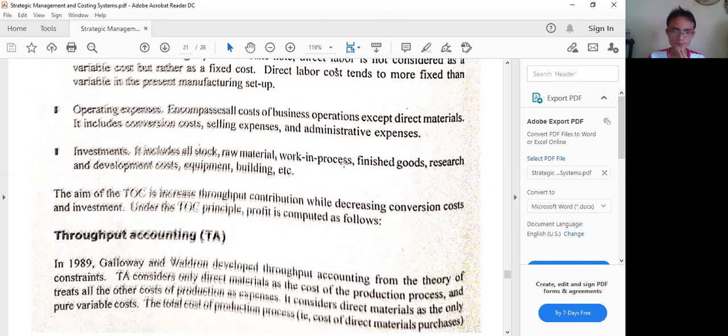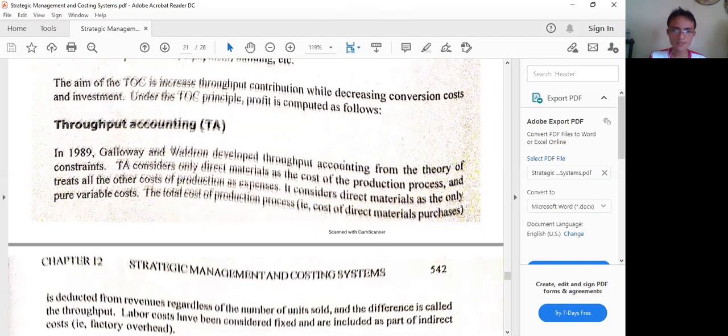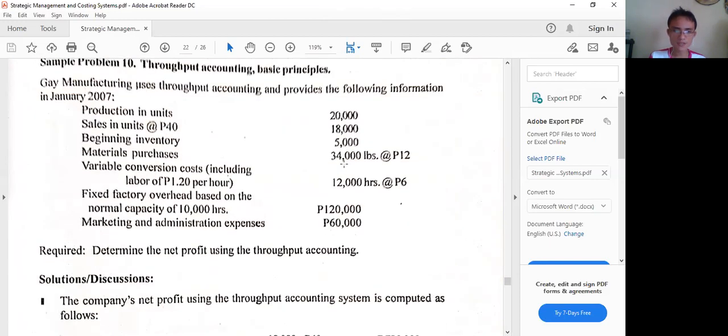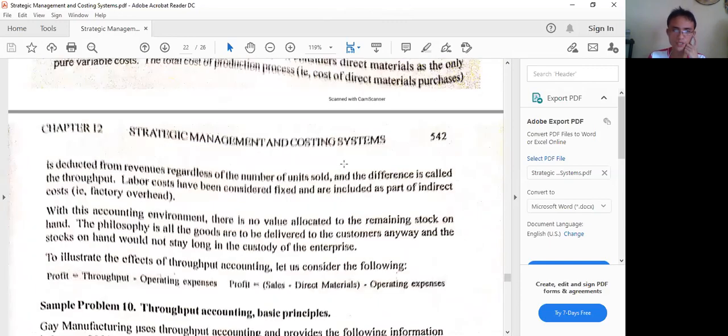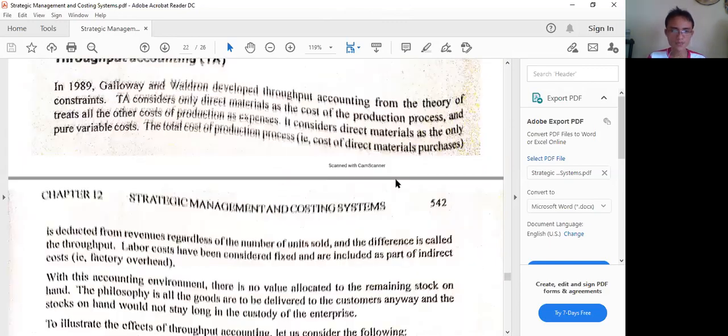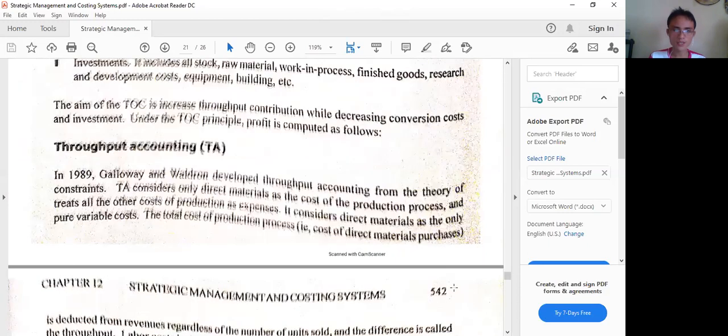Then the TOC principle, profit is computed as follows. So we have here the computation. I think there could be some errors here along the way, so let's just continue the discussion anyway. Profit afterwards, throughput accounting or TA.